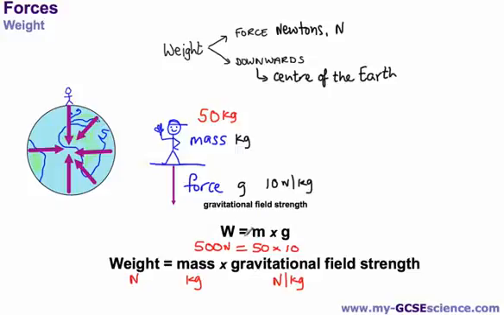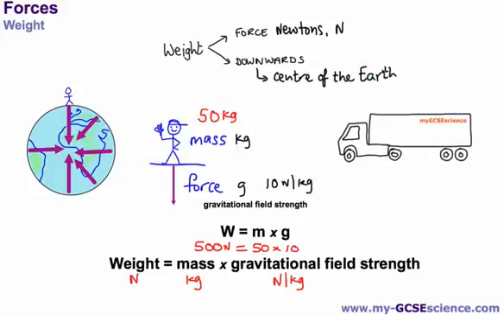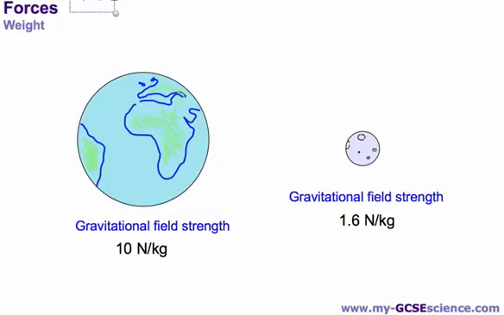Okay, so if we know that the weight depends on these two things, we know that a bigger object that has a bigger mass is going to have a bigger weight, and that actually just seems to make common sense, really. So this will have thousands of kilograms of mass, and each one of those kilograms of mass will be pulled towards the earth with 10 newtons of force. So let's have a look at how that works in different scenarios.